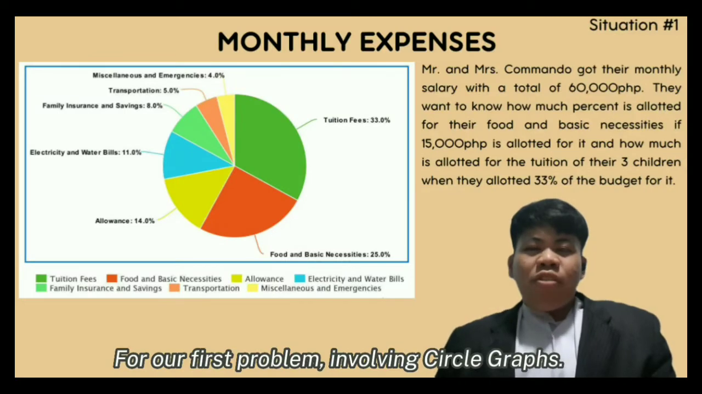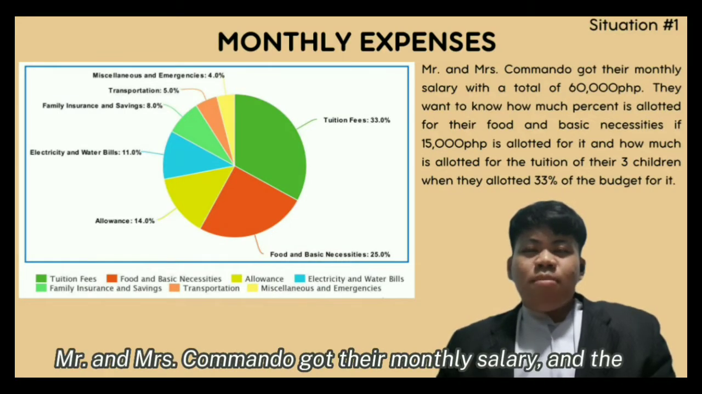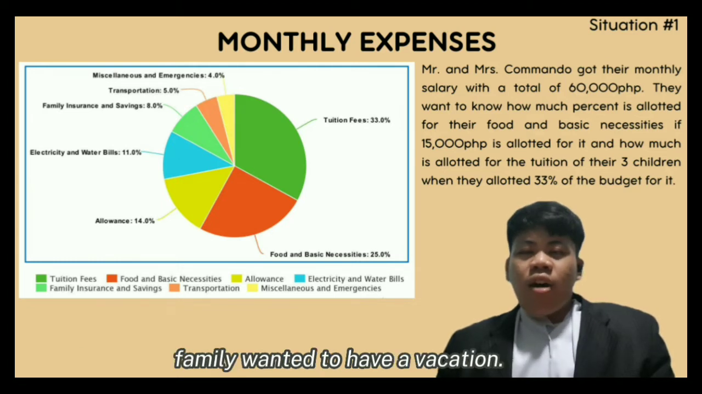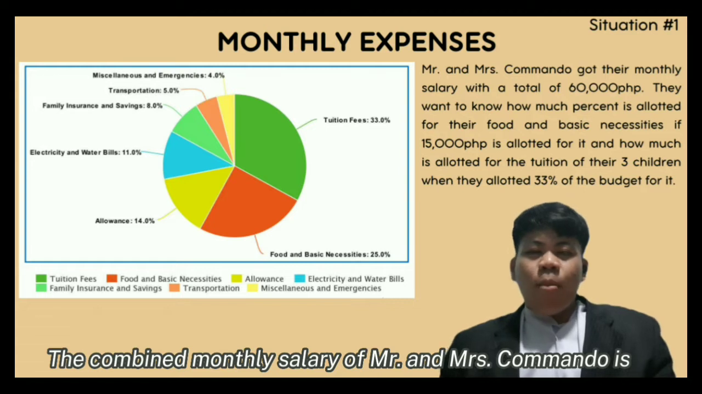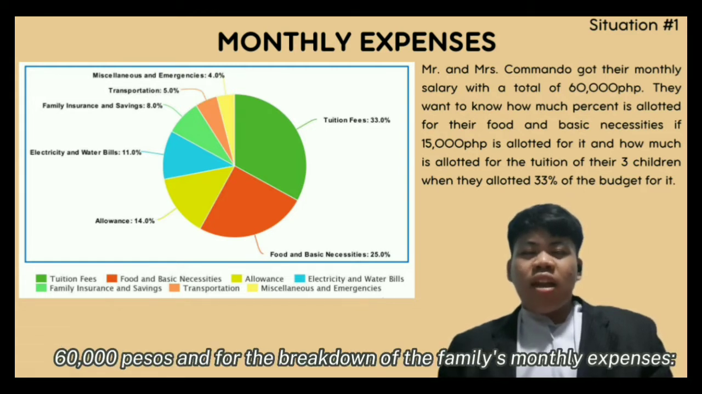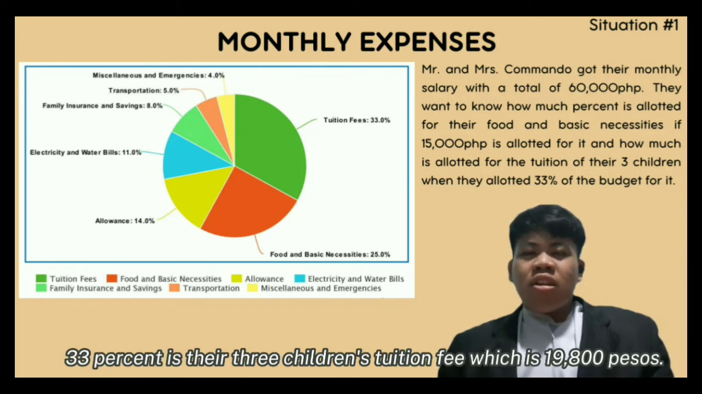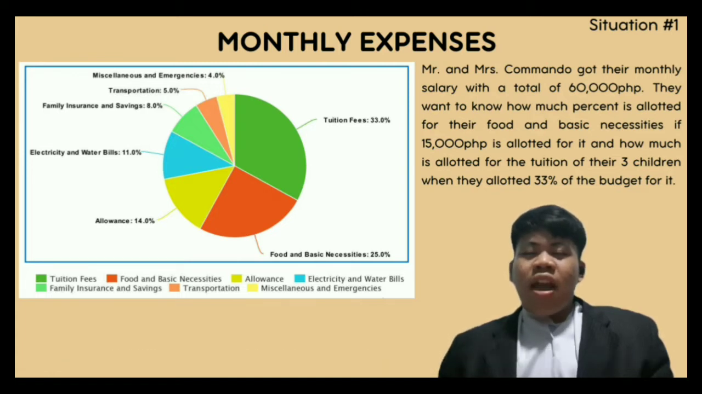For our first problem involving circle graphs, Mr. and Mrs. Comandao got their monthly salary, and the family wanted to have a vacation. The combined monthly salary of Mr. and Mrs. Comandao is 60,000 pesos. And for the breakdown of the family's monthly expenses, 33% is their 3 children's tuition fee, which is 19,800 pesos.